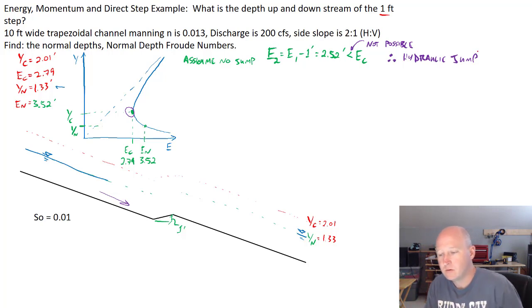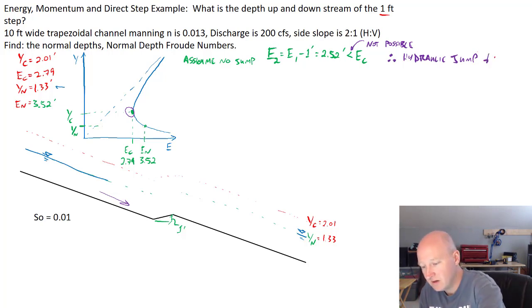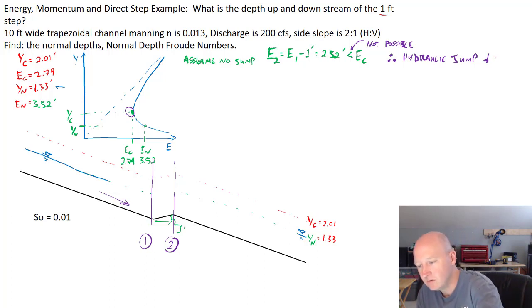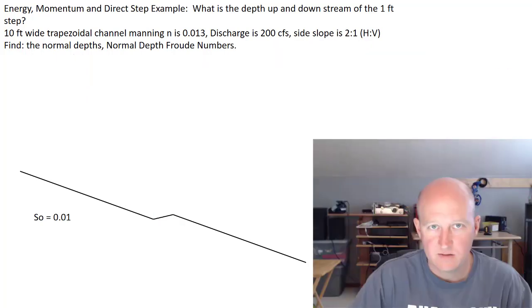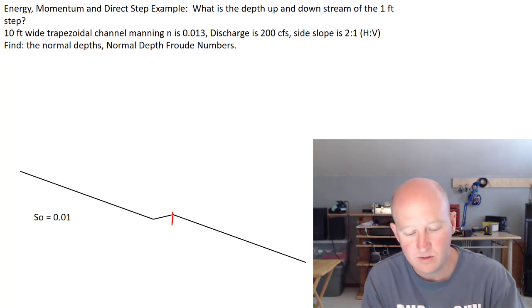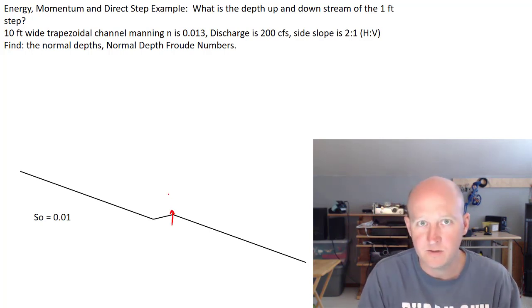And also, it's going to go through critical right over this location. So let's call that point 2. We'll call this point 1. So that means Y2 is critical. This idea of the water going through critical as it goes over this bump is one of the trickiest things to figure out.